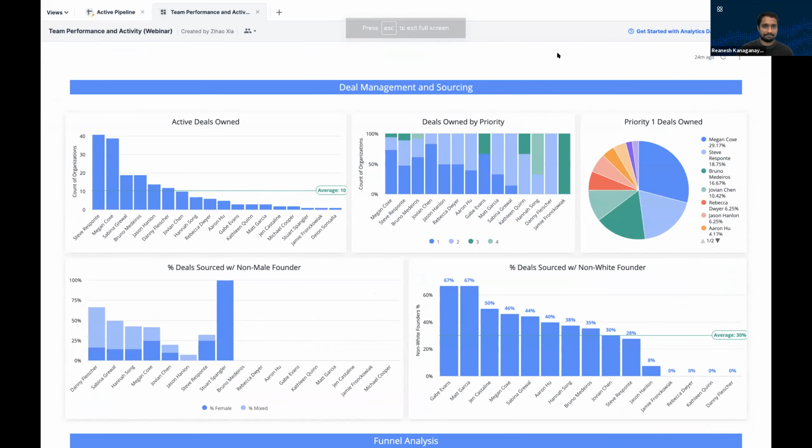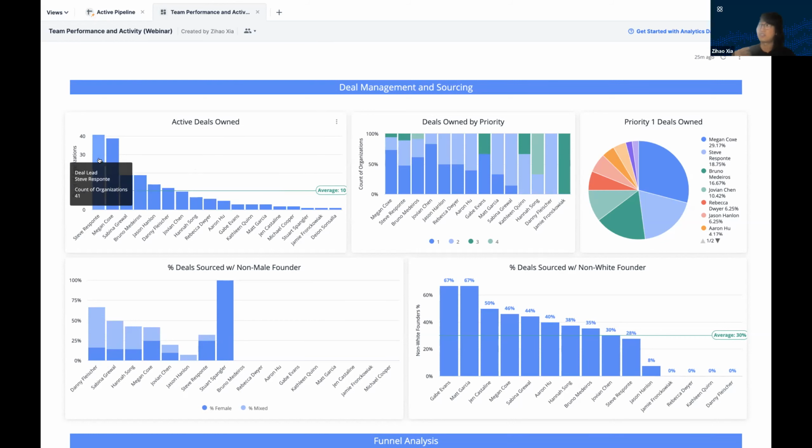Cool. So in this dashboard, we have a lot of the same types of questions and overall metrics that Megan shared, but we're really looking at it from the perspective of your team and how you want to think about managing that team. At the top here, we have a deal management and sourcing section. We're looking at things like, how many deals are our teammates owning at one time? I can very easily see what the average is across the entire team. And there are definitely some outliers, both on the high end and the low end. So it might be worth going in and asking some questions around why that is.